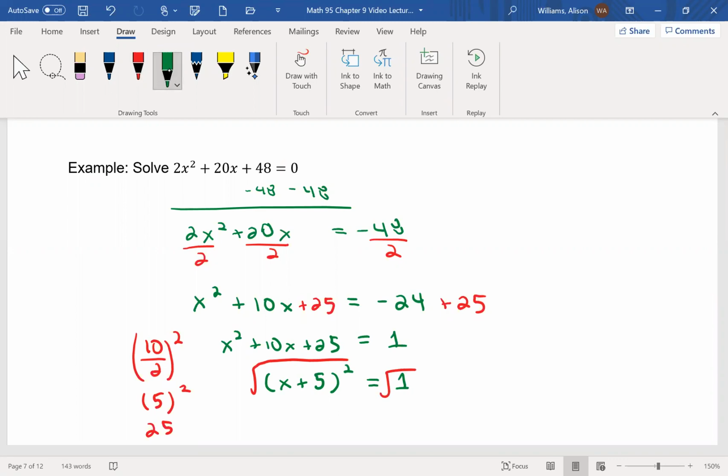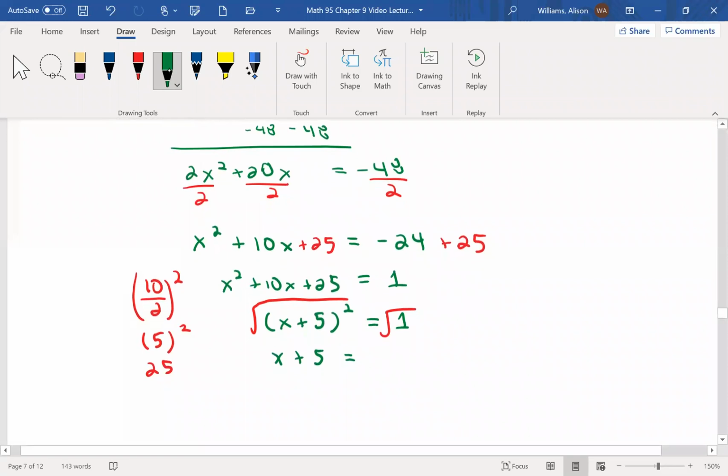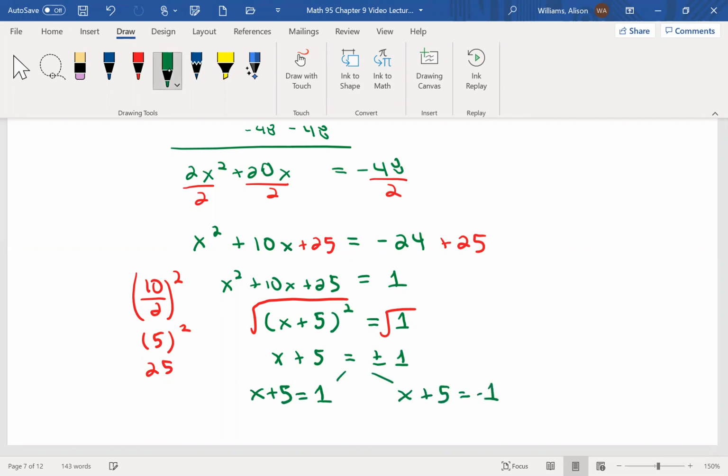So on the left, I just have x plus 5. And then we can actually take the square root of 1. The square root of 1 is just 1. But I'm also going to put in the plus or minus. So now I have two equations. I have x plus 5 equals positive 1, and x plus 5 equals negative 1. So this one's going to give me negative 4, whereas this one's going to give me negative 6.